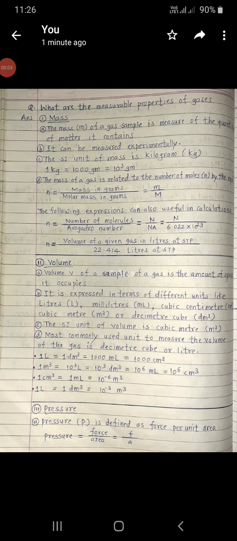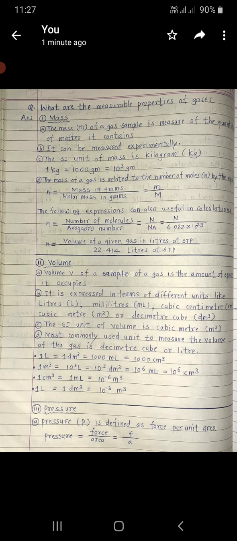Good morning, students. Today I am going to take the next part of states of matter. So, the first one is: what are the measurable properties of gases? There are 6 measurable properties: mass, volume, pressure, temperature, density, and diffusion. So, these are the measurable properties of gases.